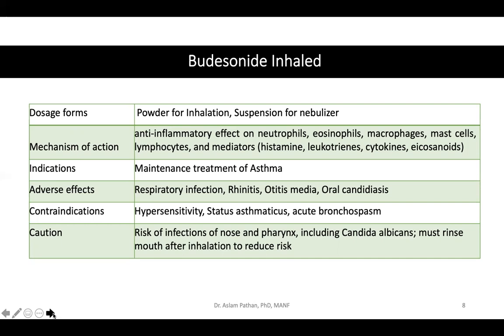Indications: budesonide is also used for maintenance treatment of asthma, maintenance, not for the acute. Adverse effects include respiratory infections, rhinitis, otitis media, and oral candidiasis.